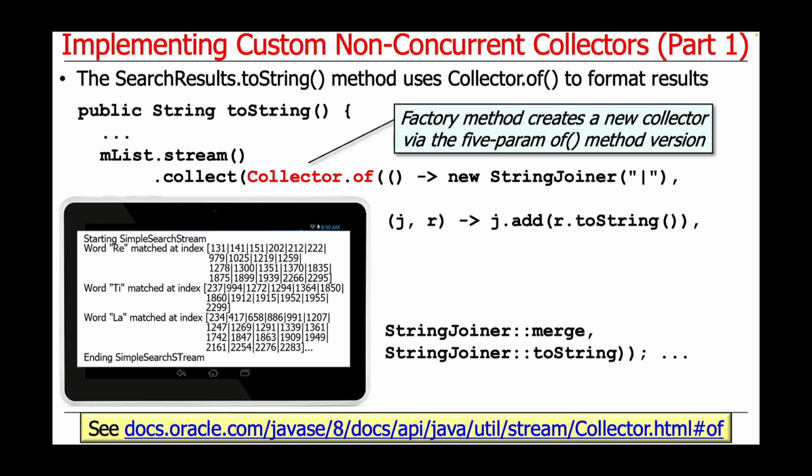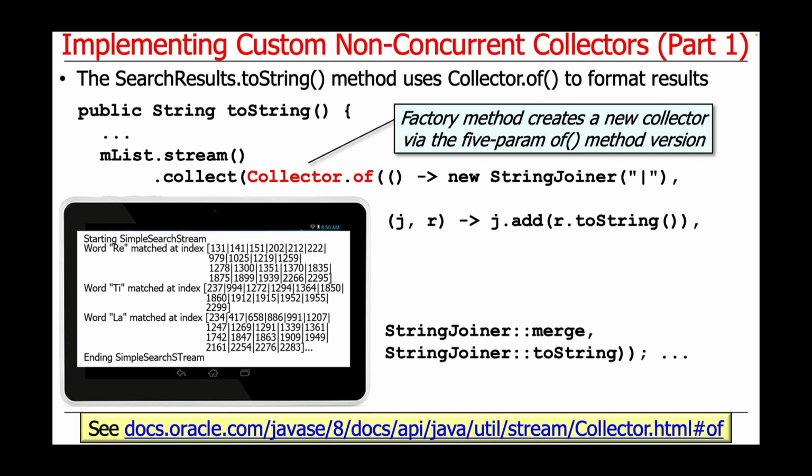So the first thing we're going to do, notice how we say mList. mList is the list of indices, .stream, so now we have a stream of result objects. And then we just say collect. So we go directly from stream to collect. Do not pass go, do not collect $200, just go there directly. And we're going to use the of method, which is that 5-parameter version of of. Now, you might go, well, gee, there's only 4 method parameters passed here. That's because characteristics is optional. So we're just going to leave it be the default.